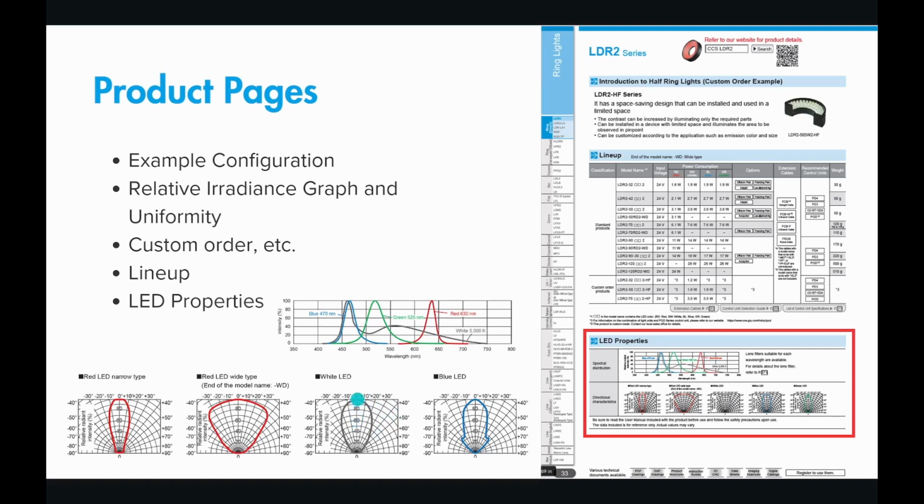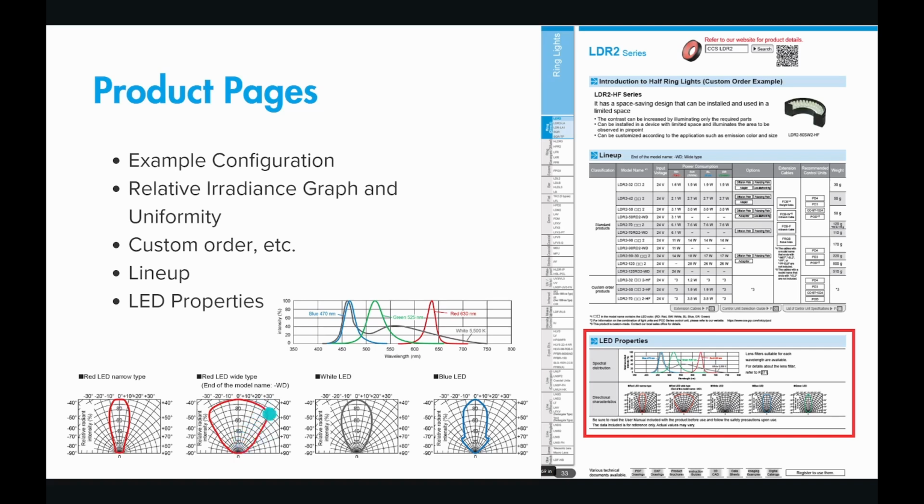So we're at 100% intensity. At 20 degrees, we're at 80% intensity. At 40 degrees, we're at maybe 60%, 50% intensity. So you can tell that the illuminating angle of this white LED is fairly narrow, especially if you compare it to the red wide type LED, where at 20 degrees we're still at 90% intensity, and at 45 degrees we're still at about 80% intensity.